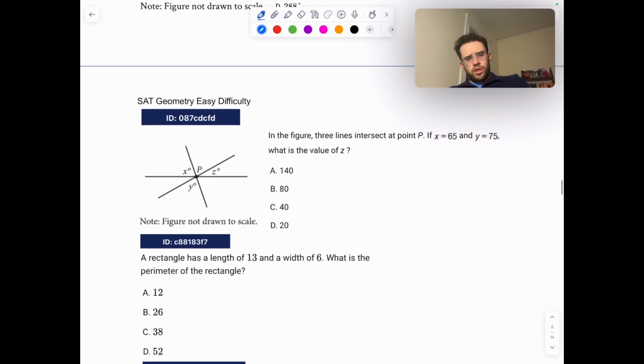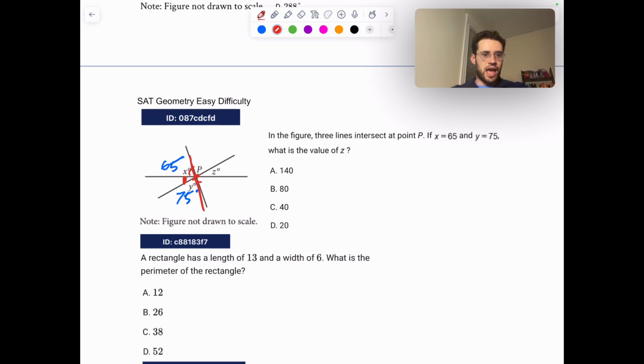In the figure, 3 lines intersect at point P. If x equals 65, so this is 65 degrees in here, y equals 75, this is 75 degrees down here, what is the value of z? Well, P is not an angle, so don't get thrown off by that, that's just the point there. But you have x plus this angle here, which is not labeled, plus y, make a line. Right? They all add up to this line.